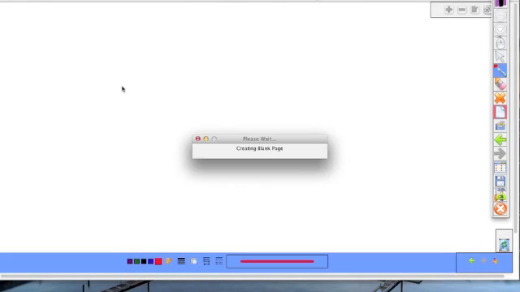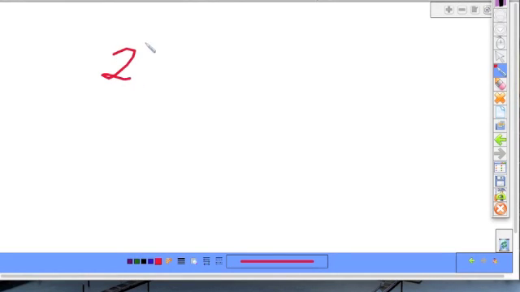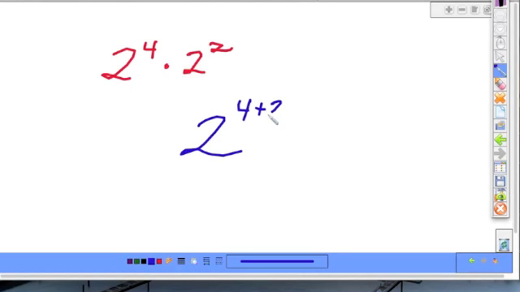Okay, let's try another one. What if I had 2 to the 4th times 2 to the 2nd power? Well, my base number is the same. It's 2, so the 2 is going to stay. And now I'm going to take my exponents and add them. 4 plus 2 is going to give me 2 to the 6th power. So all you do is take your exponents and add them together.